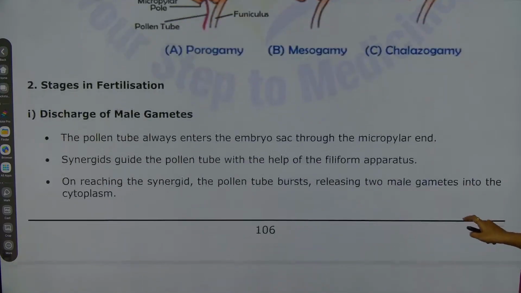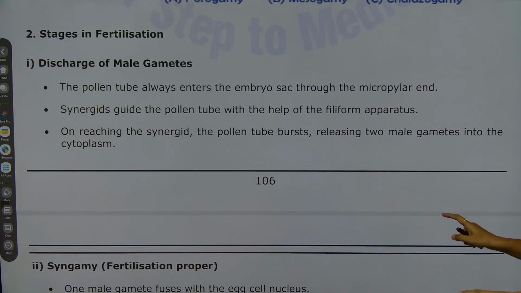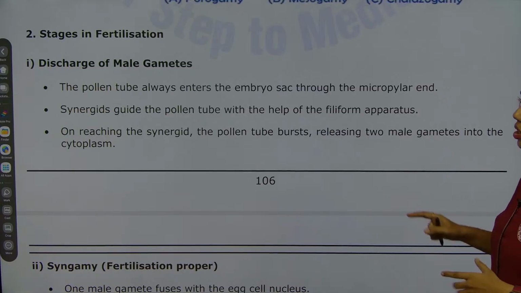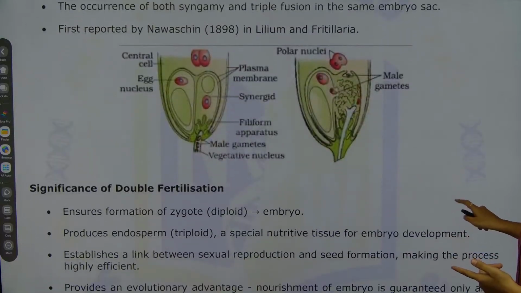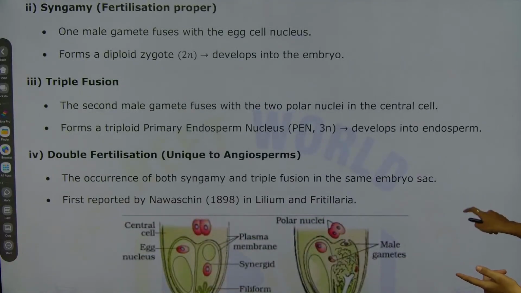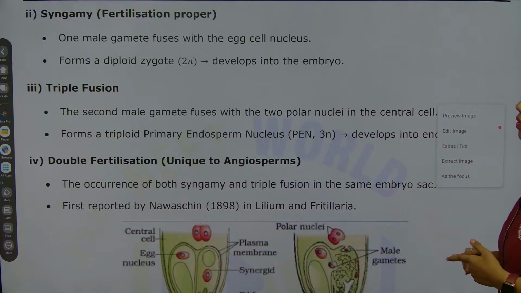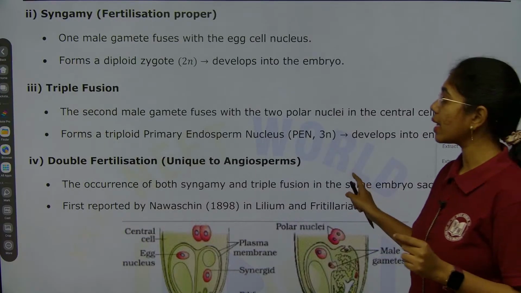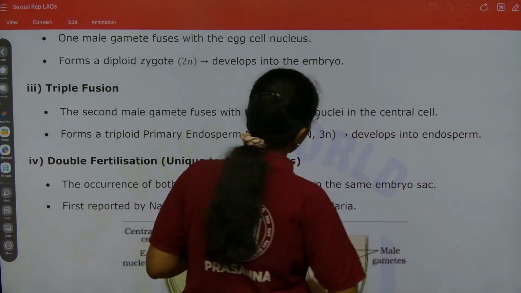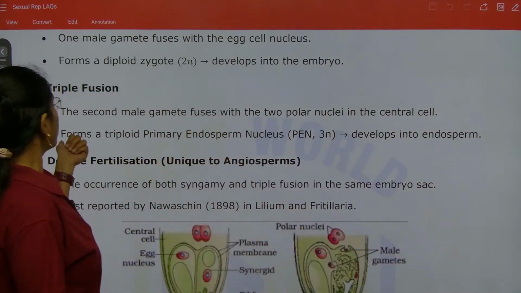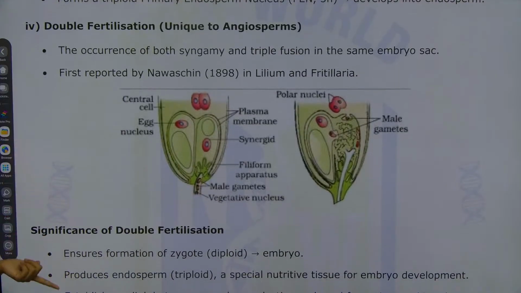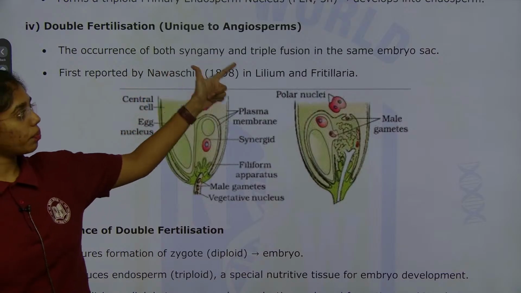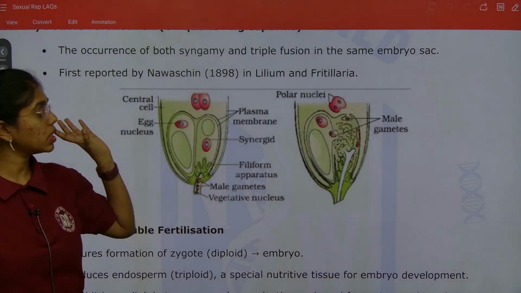Fine, right? Next, stages in fertilization. First is discharge of male gametes, next will be syngamy, then triple fusion. Here you see syngamy or triple fusion, because the second male gamete will fuse with two polar nuclei in the central cell. This forms a triploid primary endospermic nucleus. Double fertilization is unique to angiosperms. The occurrence of both syngamy and triple fusion in the same embryo sac is seen.